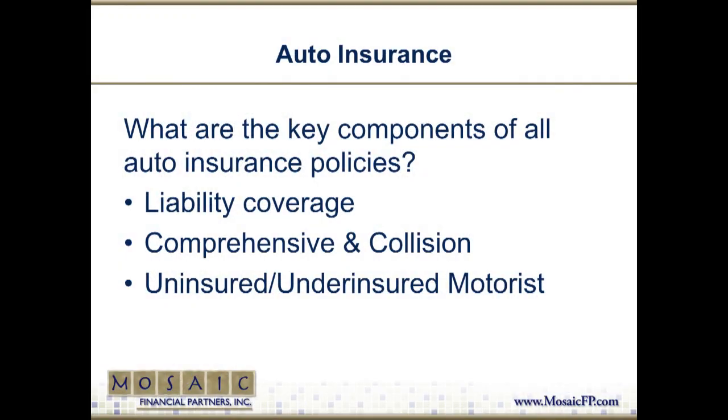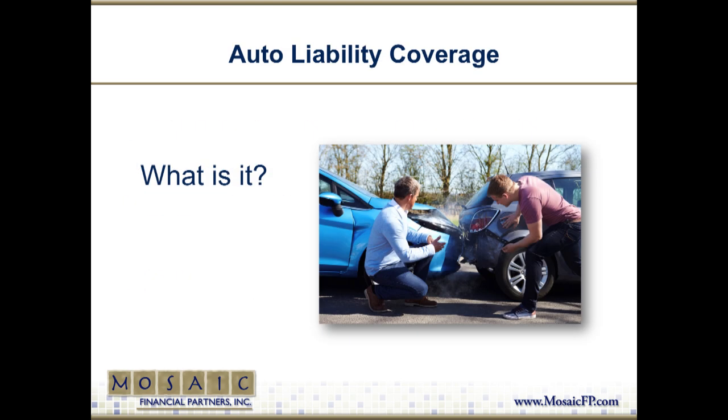Jill, what are the key components of all auto insurance policies? Well, really there's three components. One is the liability coverage. The second would be the comprehensive and collision coverage. And the third would be the uninsured, underinsured motorist coverage. So starting with the first one, auto liability coverage, what is it? Well, the auto liability coverage protects you that if you're found at fault in an accident and you cause bodily injury to another party, your liability limits on your auto policy will help pay that claim.